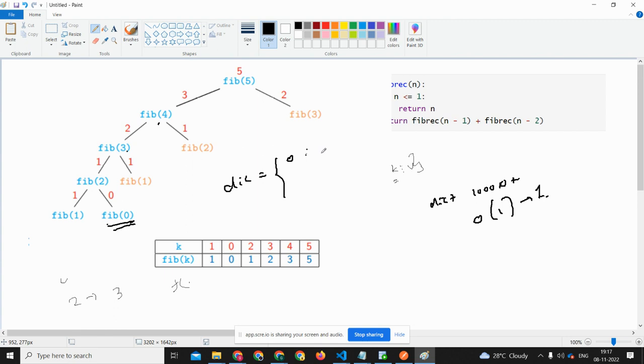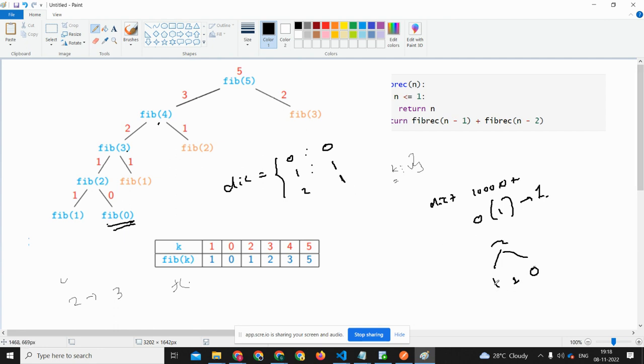So what is Fibonacci of 0? Zero. Very good. What is Fibonacci of 1? It's one. Good. What is Fibonacci of 2? For 2 you are going to calculate, right? Fibonacci of 2 is going to be Fibonacci of 1 plus Fibonacci of 0. So when you add it, it's going to be 1, right?